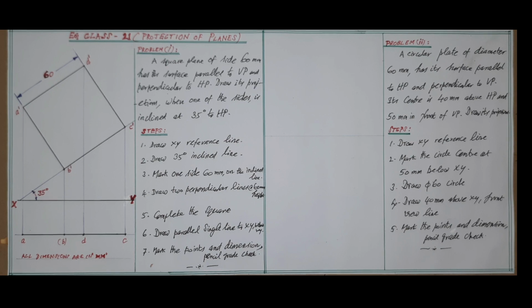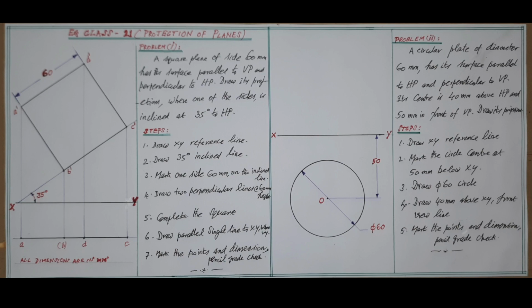Let us now see the second problem. First let me read the problem. A circular plate of 60 millimeter diameter has its surface parallel to horizontal plane and perpendicular to vertical plane. Its center is 40 millimeter above horizontal plane and 50 millimeter in front of vertical plane. Draw its projections.